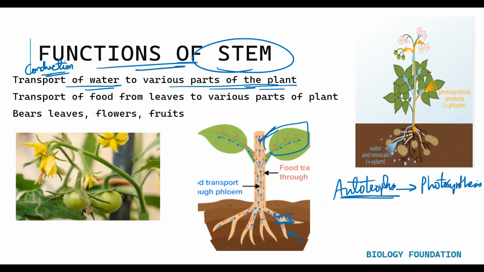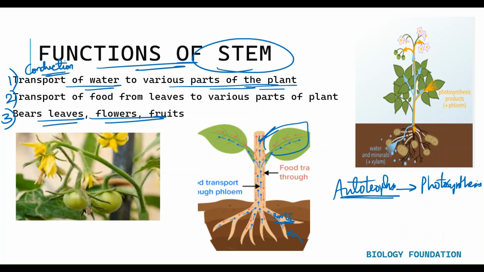Again, stems. In any plant, whether it is a tall tree or a small herb, the function of the stem remains the same. That is, it plays a major role in transportation of water from the roots to various parts of the plant, or transport of food from the leaves to various parts of the plant. So that's the second function of stem. Thirdly, stem is the structure that bears leaves, flowers, and fruits, right?